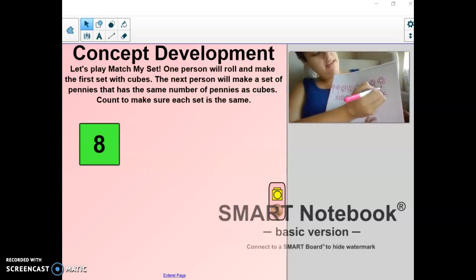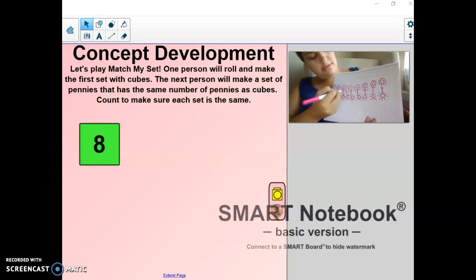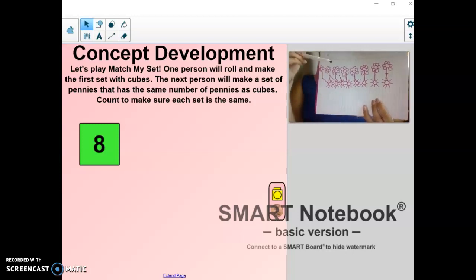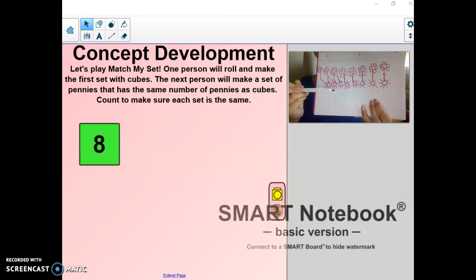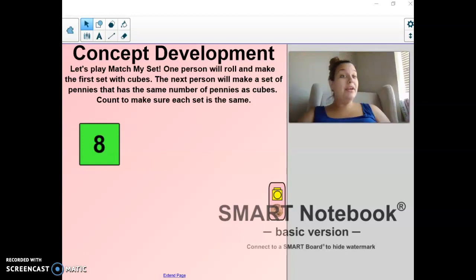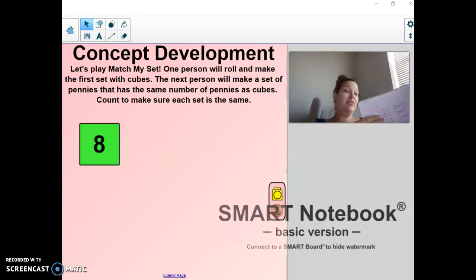Let's see if we were right. We're going to match our flowers to our sunshines. 1, 2, 3, 4, 5, 6. Hold on. 1, 2, 3, 4, 5, 6, 7, 8. Did we draw the same number of flowers as we did sunshines? Yes, we sure did.